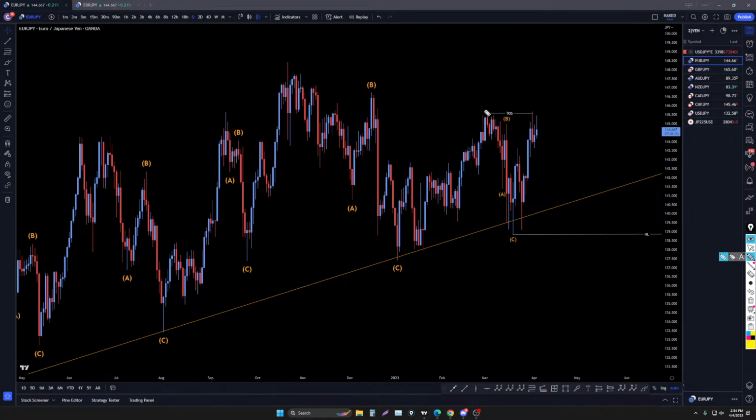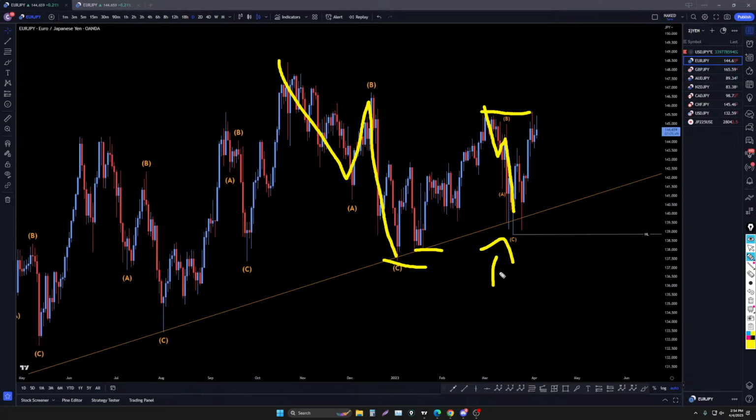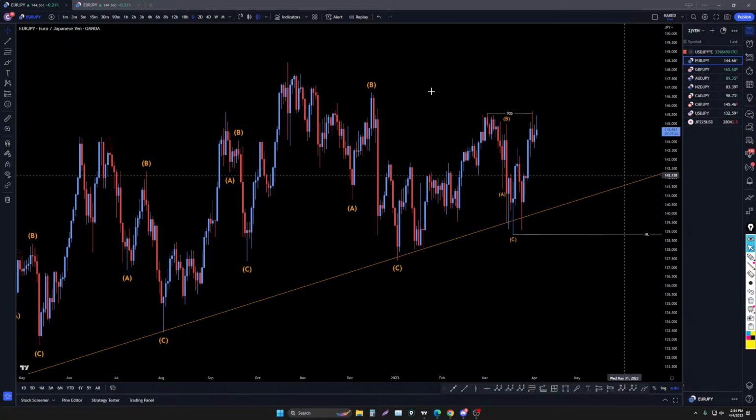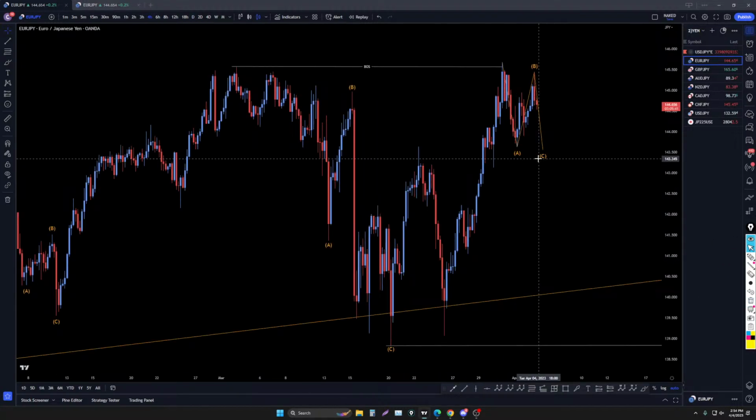So on the daily time frame, we have an ABC correction. We have higher lows, higher lows. I think this is a bigger ABC back here. I think that's over. I think this ABC is over. I think we have a break of structure. I think right now we're in a pullback, and once that pullback is over, this thing's going to take off to the upside.